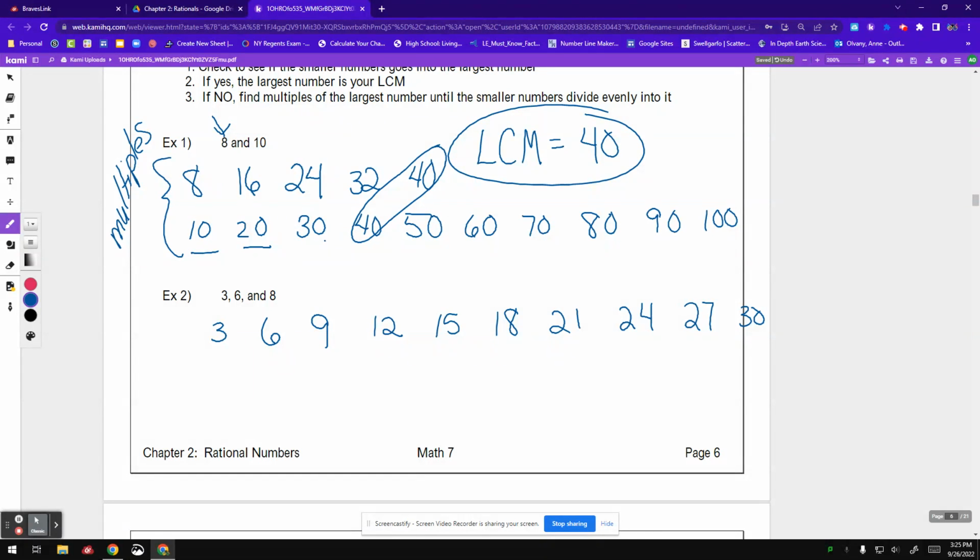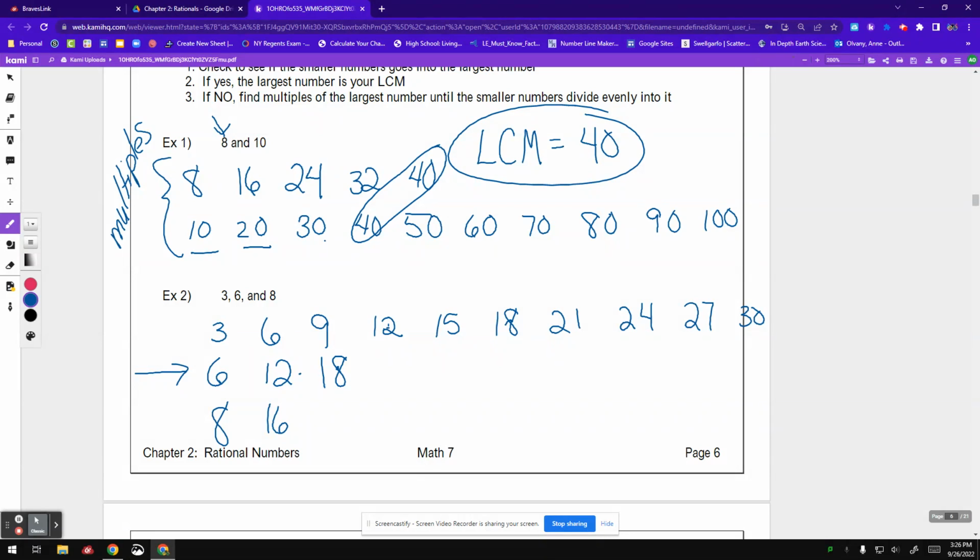All right, 6 times 1 is 6. Oh, they both have a 6. That'd be cool. But 8 times 1 is 8, so that one's not going to work. 6 times 2 is 12. Oh, they both have a 12 here. What's 8 times 2? 16. No, that one's not going to work. 6 times 3. 6 times 3 is 18. Oh, they both have an 18.